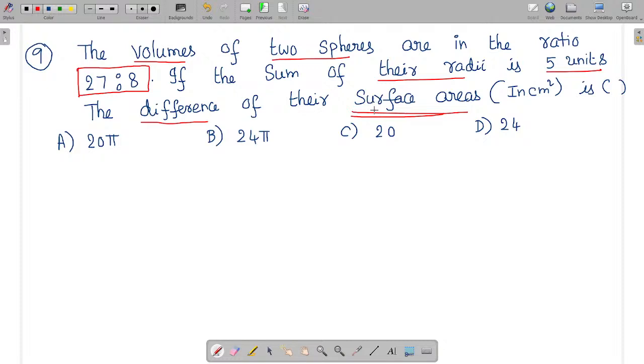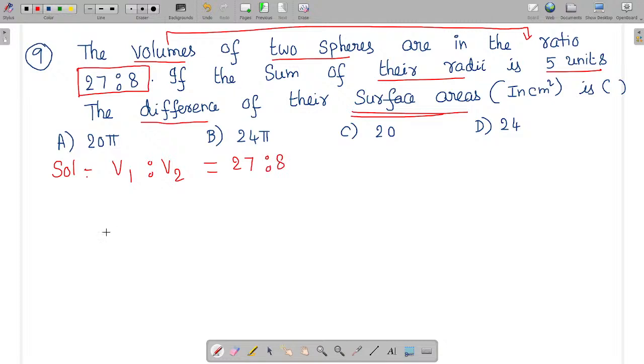That's very important. Here there are 2 spheres, so first let us find out what is given. Ratio between volumes is given. Ratio of the volumes is 27:8. Say V1 is to V2 is equal to 27:8. V1 is 4/3 pi r1 cube. Am I correct? The second is also a sphere, so 4/3 pi r2 cube, where r2 is the radius of the second sphere.